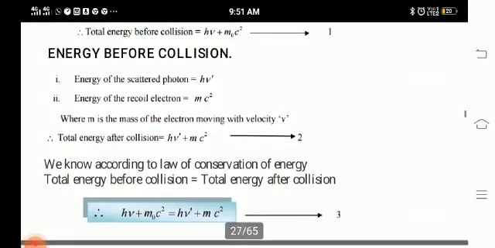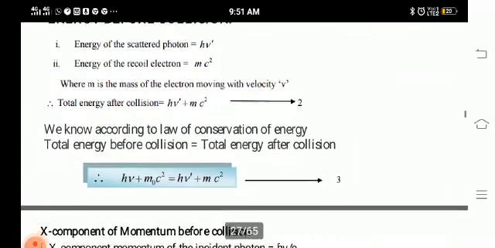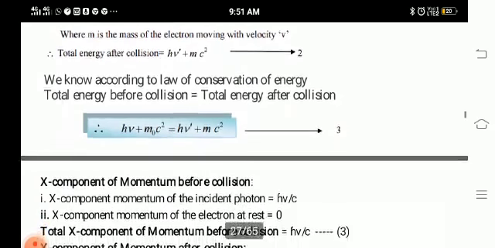Next, we are going to have the energy after collision. After collision, the energy of the scattered photon is h nu dash, and the energy of the recoil electron is mc squared. Adding these two, we get the total energy after collision: h nu dash plus mc squared. Here we know, according to the law of conservation of energy, total energy before collision is equal to total energy after collision. So h nu plus m naught c squared is equal to h nu dash plus mc squared.